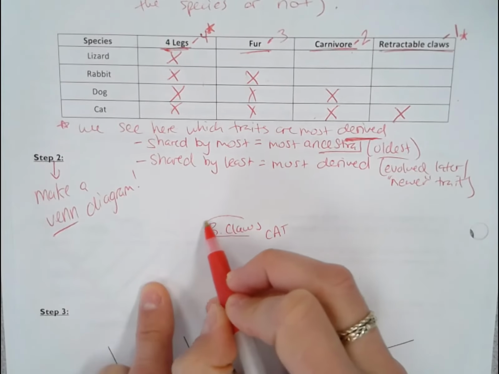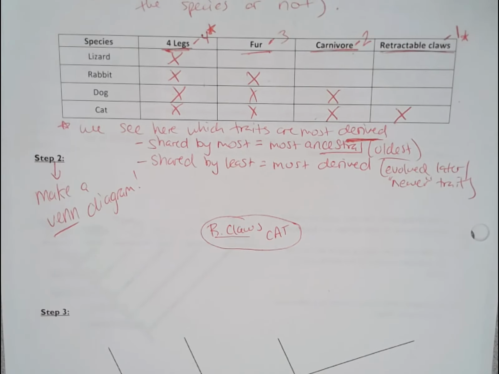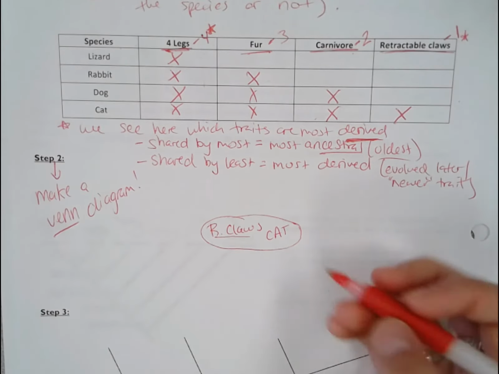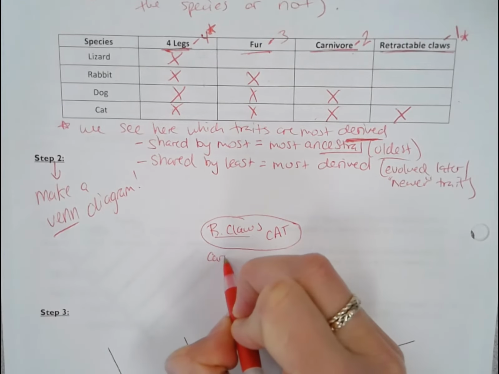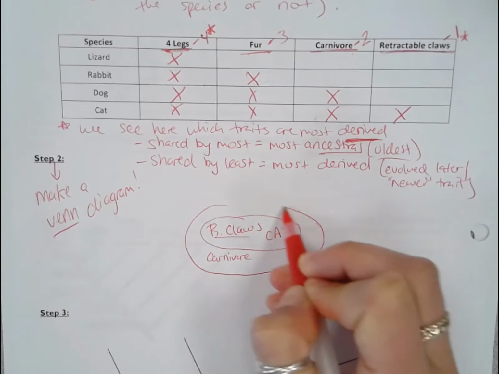And I'm just going to put a circle around this. That's my first circle, okay? This is going to be like a layered Venn diagram. What is the next most derived characteristic? What is it? Good, the carnivore, okay? So I'm going to put carnivore here, and then I'm going to put another circle around this, okay?